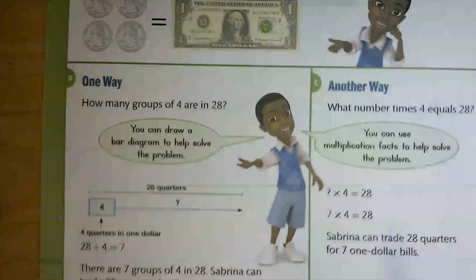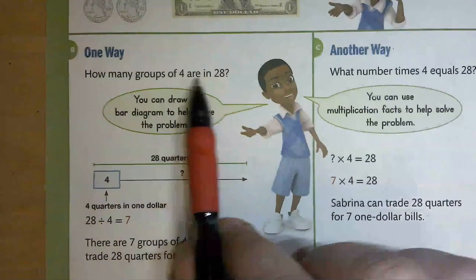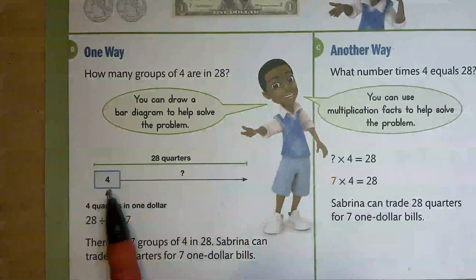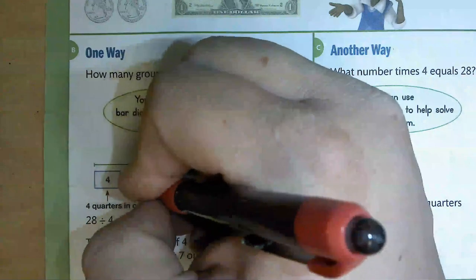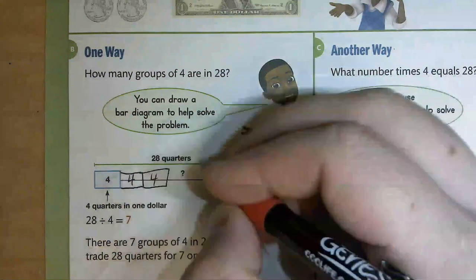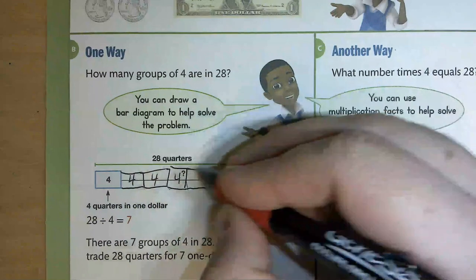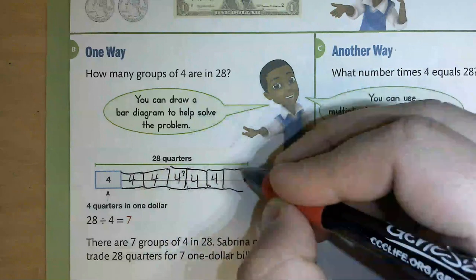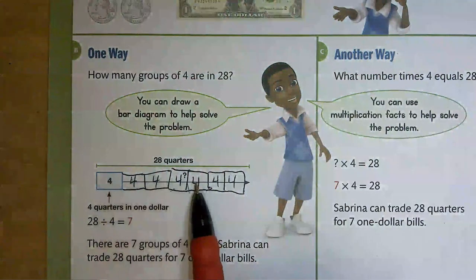All right, so come on down here to letter B. Letter B says how many groups of 4 are in 28? So we started off with our 28 quarters, that's the whole group, and then each group is going to be 4s. All right, so on here, I can keep adding in my groups of 4 until I get to 28. So 4 plus 4 more is 8, plus 4 more is 12, plus 4 more is 16, plus 4 more is 20, plus 4 more is 24, and then 4 more is 28. 4, 8, 12, 16, 20, 24, 28.